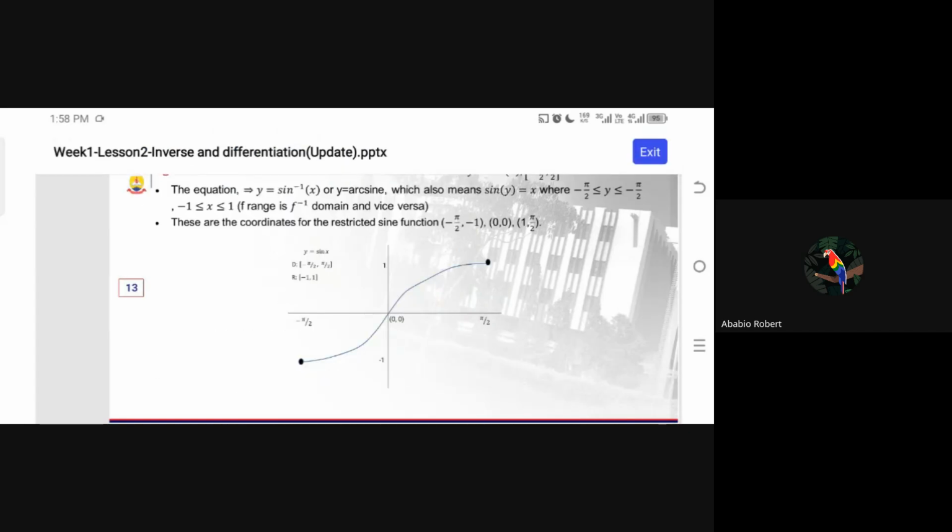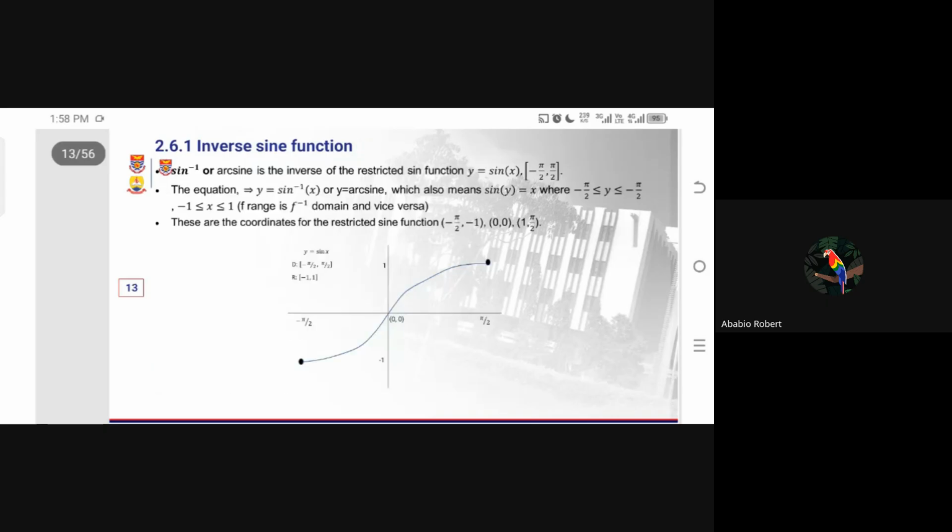So now, knowing this, I skipped something. We want to find the inverse of a sine function. If you have a sine function, how do you find the inverse sine function? So sine inverse, or sometimes you hear arc sine. Arc sine is the inverse of the restricted sine function y is equal to sine x on the interval negative pi on 2 to pi on 2. That interval is in radians.